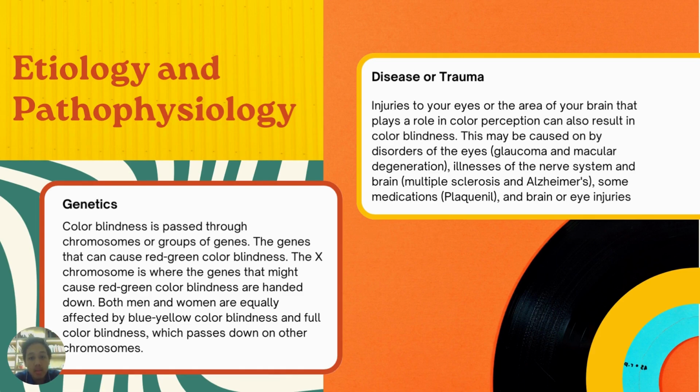Injuries to your eyes or the area of your brain that plays a role in color perception can also result in color blindness. This may be caused by disorders of the eyes, such as glaucoma and macular degeneration, illnesses of the nervous system and brain, such as multiple sclerosis and Alzheimer's, and some medications such as Plaquenil, and brain or eye injuries.